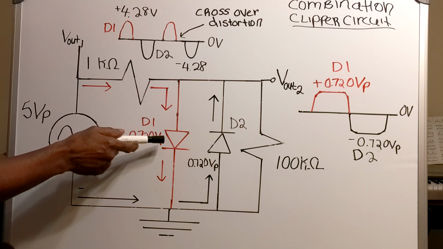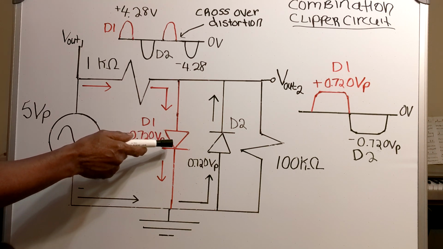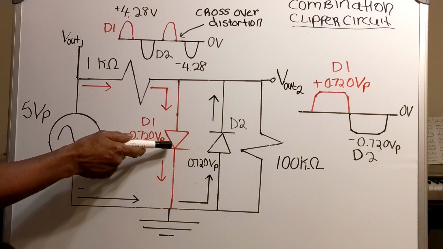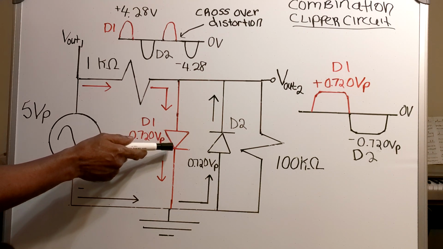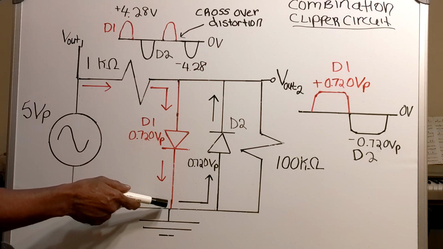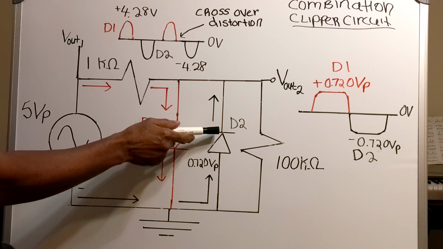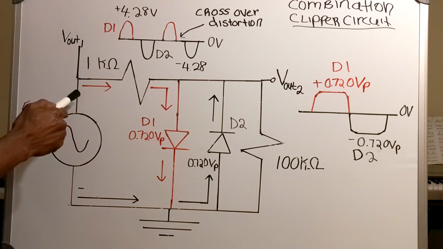Now I want you to notice how I have the diodes in the circuit. I have the cathode of diode 1 on the ground side, and I have the cathode of diode 2 on the input side.